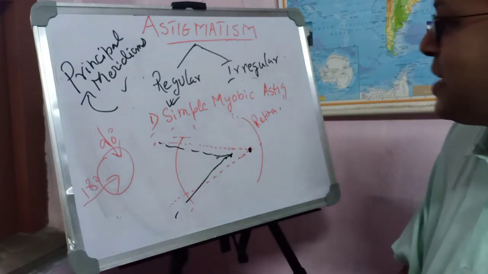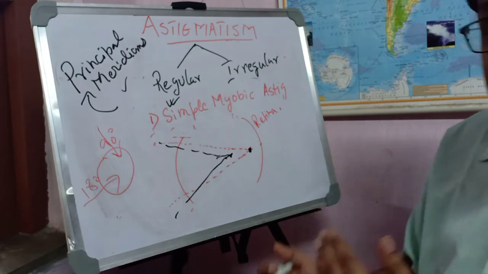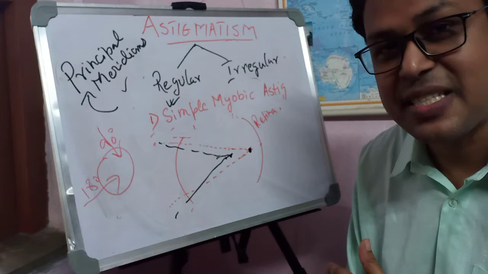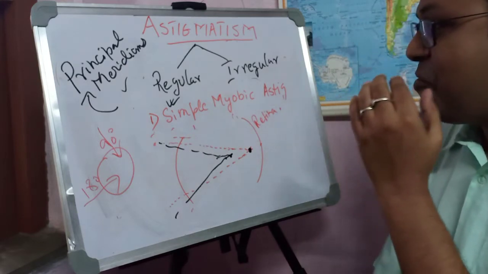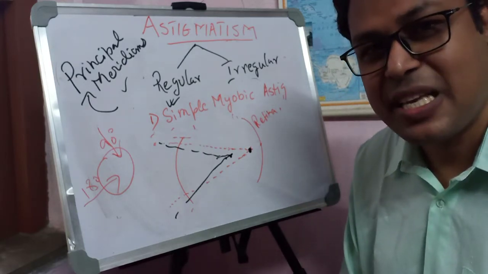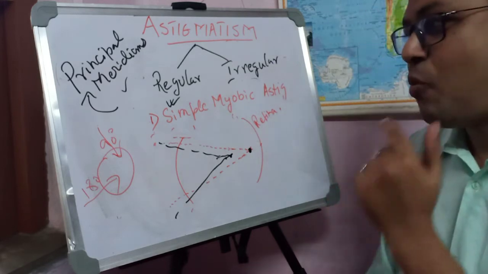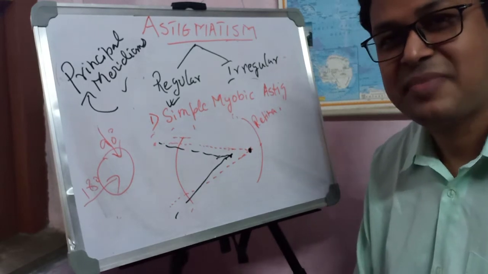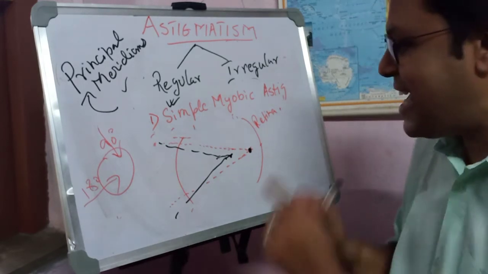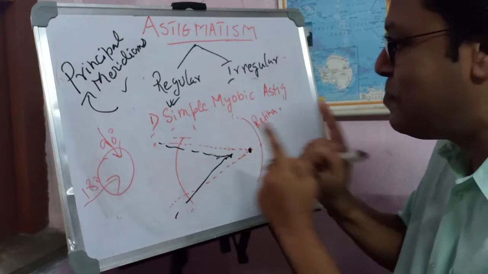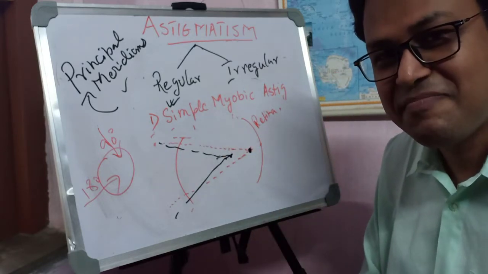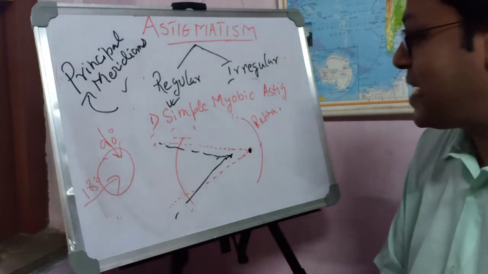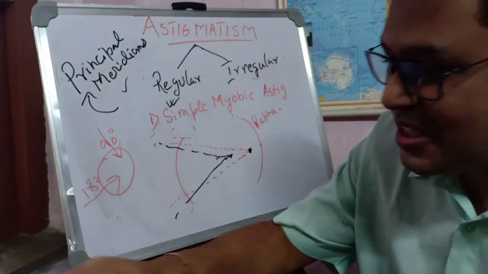That's compound myopic astigmatism. I explained to you simple myopic astigmatism. I explained to you compound myopic astigmatism. What then is simple hyperopic astigmatism? And what is compound hyperopic astigmatism? Well, you have guessed it right. They're exactly the opposite of simple myopic astigmatism and compound myopic astigmatism.